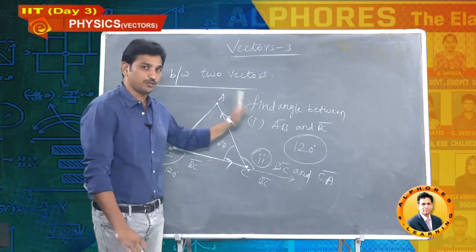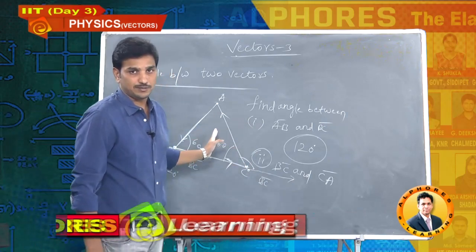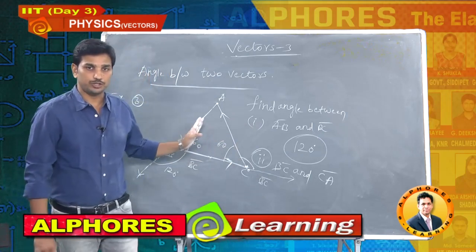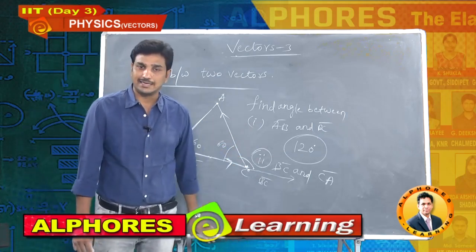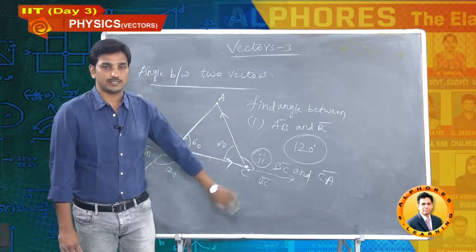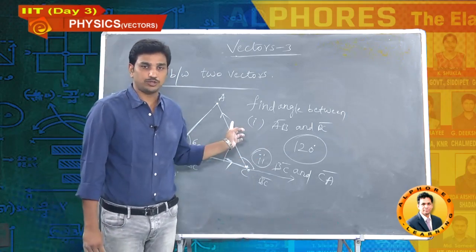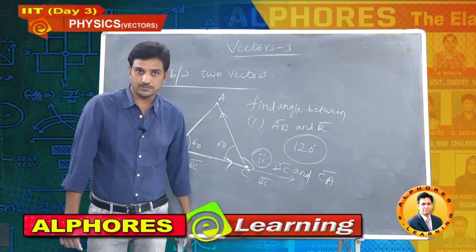Initially, for observing, it will look different. The only point is we should modify the diagram by taking the parallel shifting concept. So in this way we should calculate the angle between two vectors.